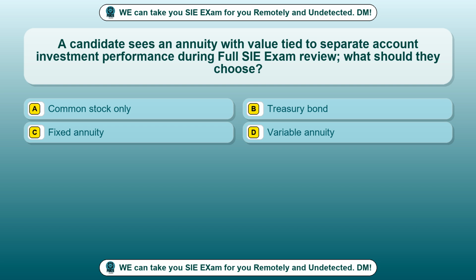Question 60. A candidate sees an annuity with value tied to separate account investment performance during full SIE exam review. What should they choose? Option A, common stock only. Option B, treasury bond. Option C, fixed annuity.